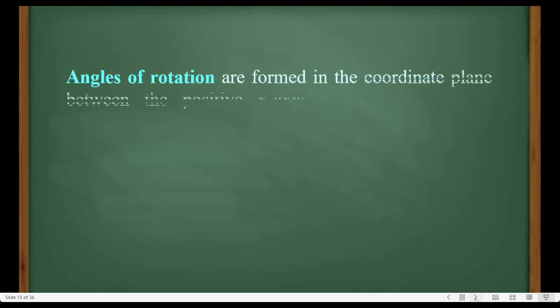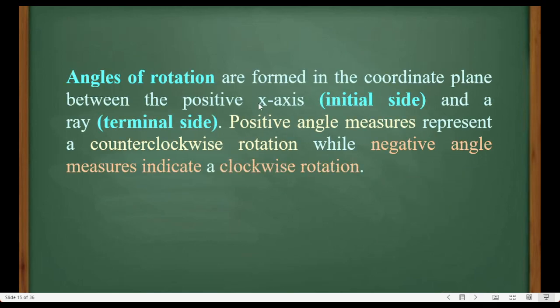Next. An angle of rotation is formed in the coordinate plane between the positive x-axis, or the initial side, and a ray, which is the terminal side. Positive angle measures represent a counterclockwise rotation, while negative angle measures indicate a clockwise rotation, as what you see from my previous slides about the two angles.